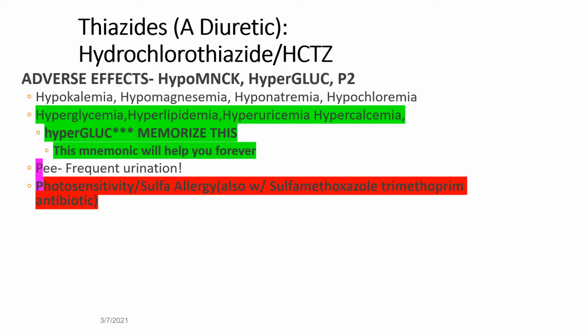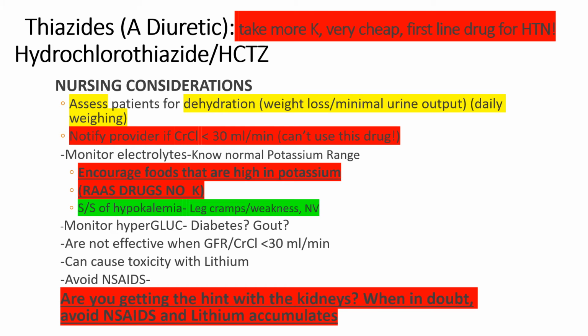Now we go on to our thiazides. Hydrochlorothiazide adverse effects are hypo-MNCK. This is the mnemonic. Hypo-MNCK, hypergluc, and P2. Hypo-MNCK is hypokalemia, hypomagnesemia, hyponatremia, hypochloremia. Hypergluc, we know this. And P2 is photosensitivity, sulfa allergy. Thiazides, we take more potassium for thiazides. It is a very cheap drug and it is a first line drug for hypertension.